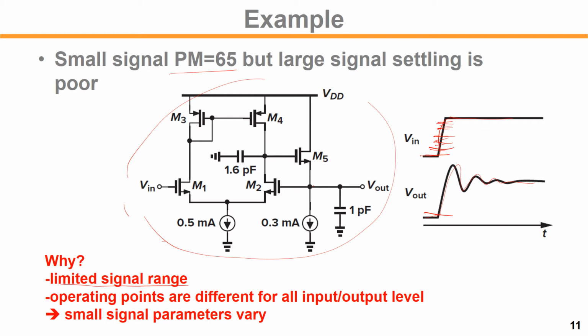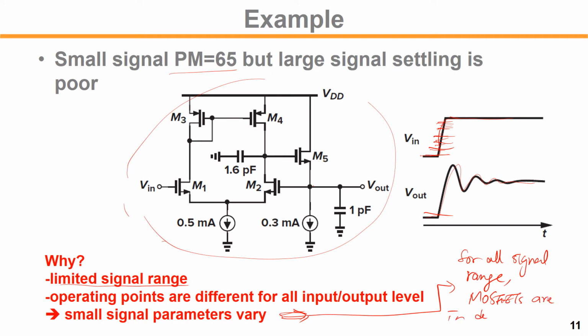So you have to make sure that the small signal parameters don't vary, right? How can you make sure of that? For all the signal range, all the transistors are in the desired operating point, usually the saturation region, right? If you don't have enough margin, then your amplifier characteristic becomes different. So in that case, you may get different small signal parameters and some unstable ringing. Okay.